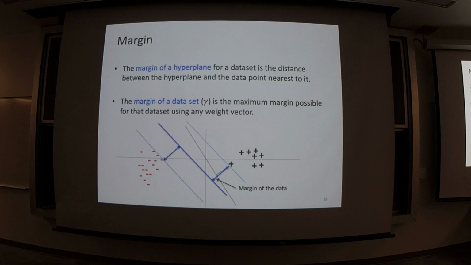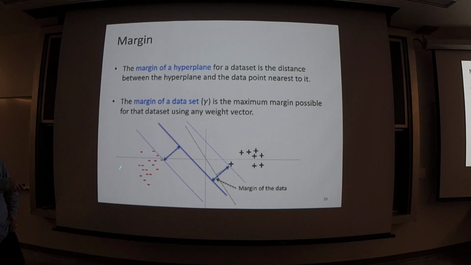And we can further generalize the concept of margin to be the margin of a data set. So what is margin for a data set? The margin for a data set is obtained by looking for all possible separating hyperplanes. Each separating hyperplane has its own margin, right? So the one that has the largest margin is the margin for this data set.